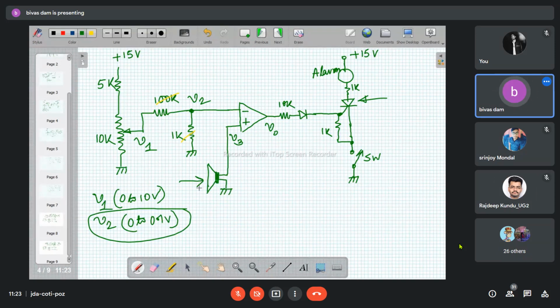Now, just give one clap in front of the microphone. What will happen? As soon as you clap in front of the microphone, the resultant instantaneous V3 value will be greater than V2, more than V2. V0 will become plus V set. So your SCR will get the current. As soon as the SCR gets the gate current, it will be turned on. As it is turned on, the alarm will start giving indication, maybe visual, maybe audio.